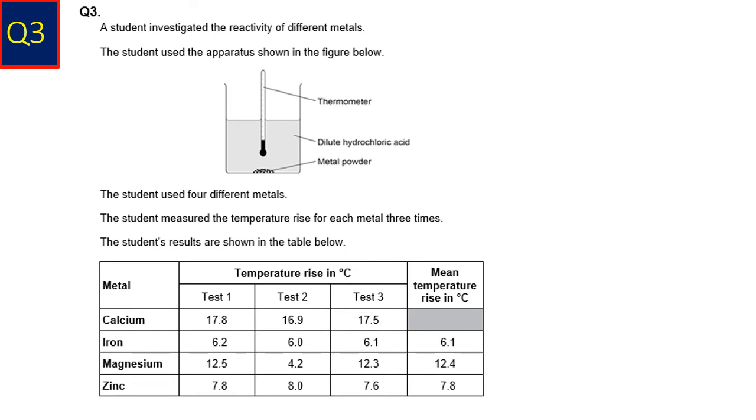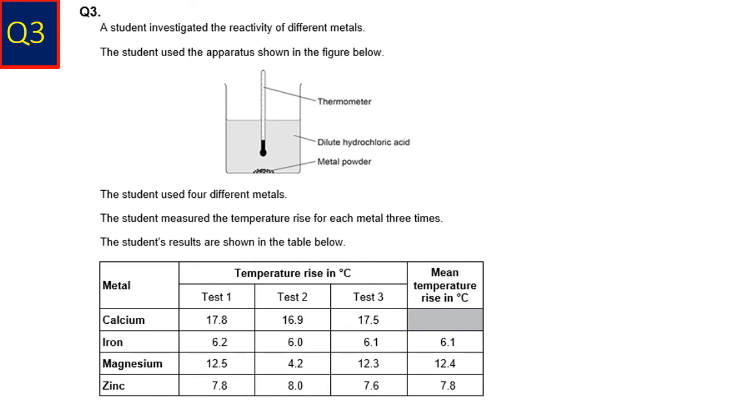Question 3. Another experiment here in a lot of detail to go through. A student investigated the reactivity of different metals. The student used the apparatus shown in the figure below. So we have a thermometer in a beaker which has got dilute hydrochloric acid and a metal powder at the bottom. The student used 4 different metals. The student measured the temperature rise, so that's the change from what it started at and what it ended up as, for each metal 3 times, so they repeated their experiment. The student's results are shown in the table below.